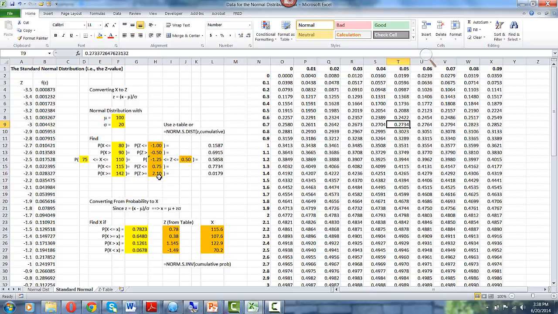And then finally, probability x is greater than or equal to 142. That standardizes to a z of 2.1. So 142 is 2.1 standard deviations above the mean. What's the probability z will be greater than or equal to 2.1? So look up 2.1, that's 0.4821. Well, that's the area between 0 and 2.1. I want the area above that. So 0.5 minus the 0.4821 gives us 0.0179.